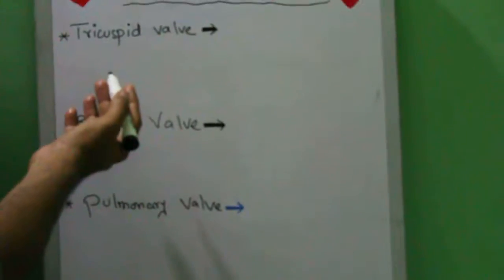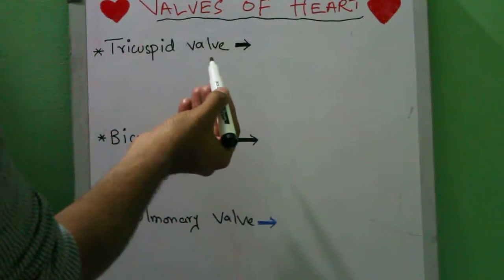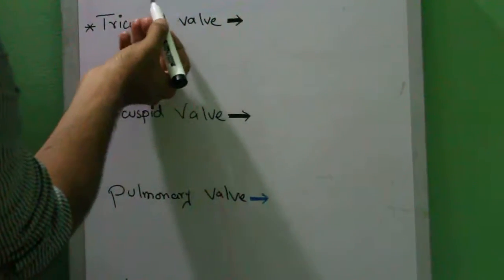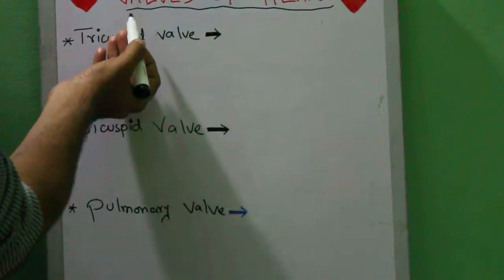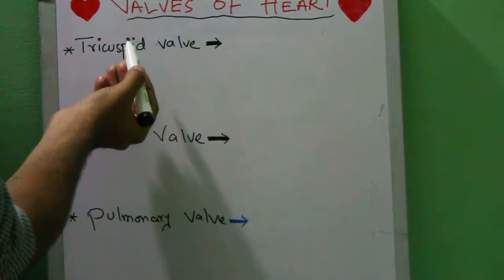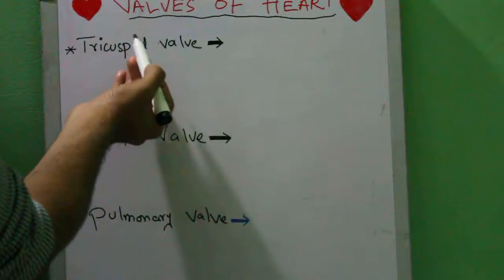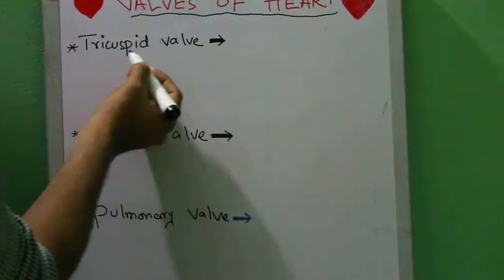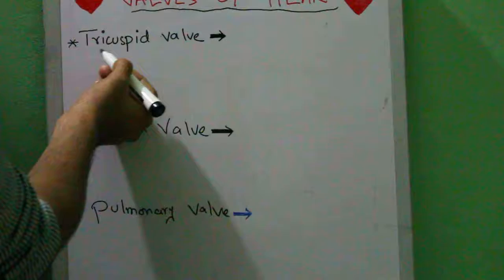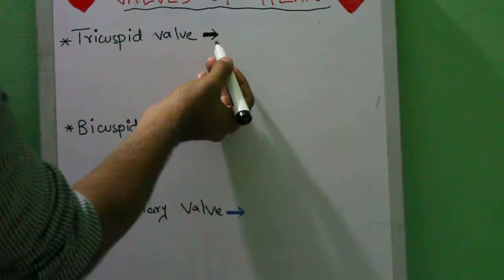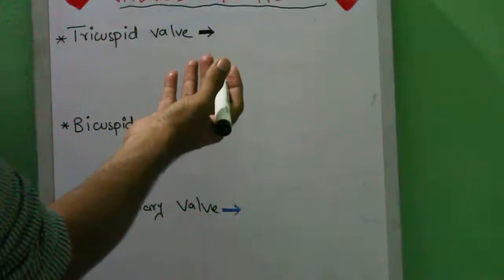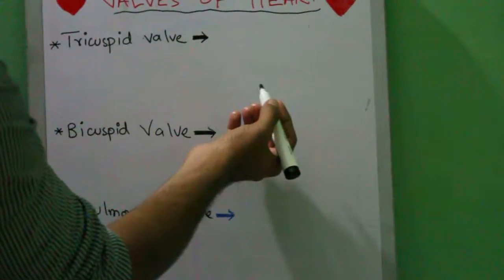Now let's know briefly which valve is present in which area of the heart and what is the function of that valve. Well, generally speaking, valves prevent the backflow of blood from one part to another. Now let's discuss about the tricuspid valve. Well, the tricuspid valve is present between the right atrium and the right ventricle. The right atrium and the right ventricle are the chambers of the heart.